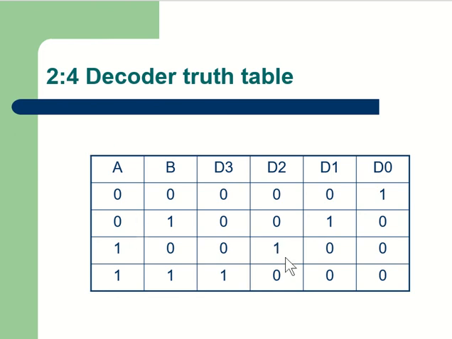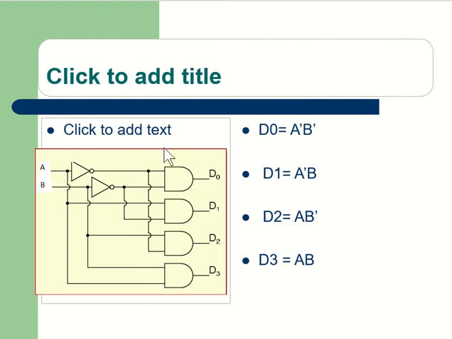So let us represent this in the form of a logic diagram. As I said, the expression for D0 is A bar dot B bar, or A dash B dash. D1 is A dash B, D2 is A B dash, and for D3 it is A B. The same thing has been represented here, A B. So these are two NOT gates, so you have here A bar and B bar. The expression for D0 is A bar and B bar, that is A bar dot B bar. So this is A bar, this is B bar, so it is for D0.